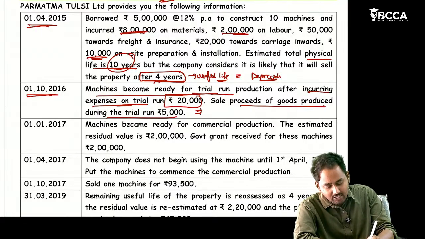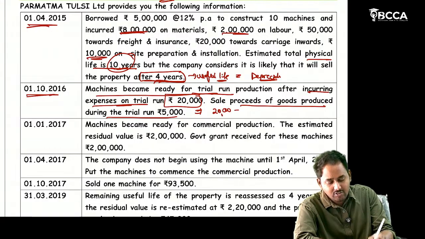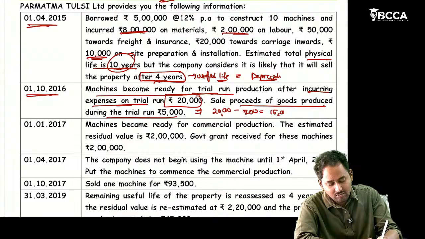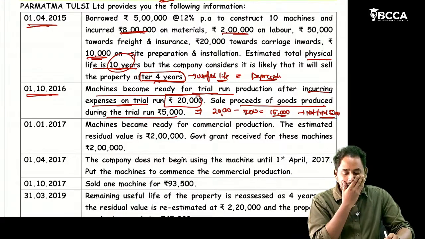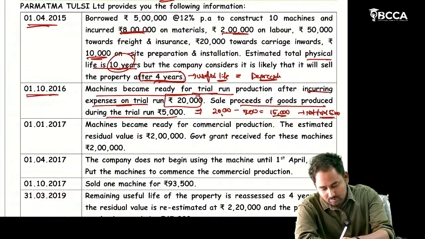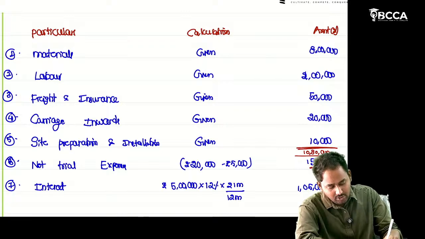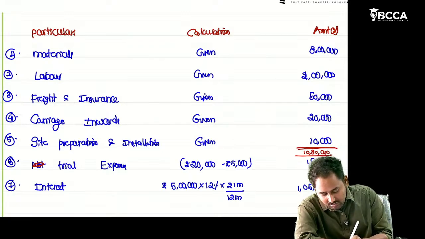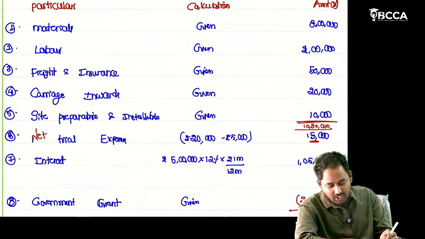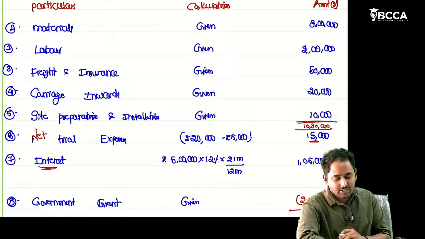Now tell me, what is the net trial expenses? 20,000 is the gross trial expenses and 5,000 is the income generated from the products of this trial run. So I got 15,000. This 15,000 is the net trial expenses. So this should be included in the cost of the asset. This is not the gross trial expense, it is the net trial expenses. Then after that I should include the interest.